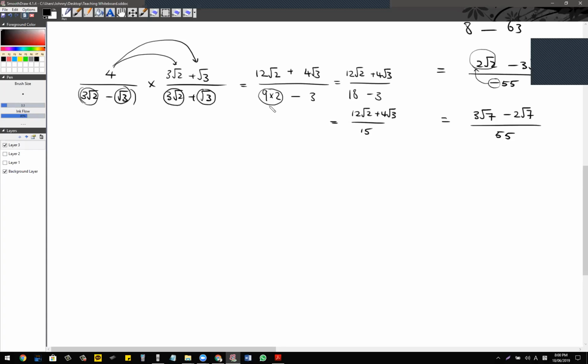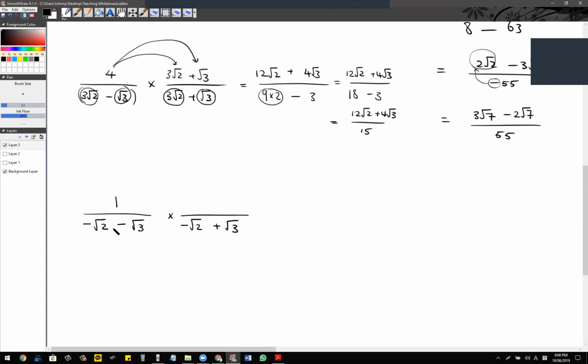Try this one then, if you haven't got this one right. What if I have 1 over negative root 2, negative root 3? What should I multiply this by? Negative root 2 plus root 3. Yeah, I think so. Negative root 2 plus root 3. You just have to change one of them, not both of them, okay?